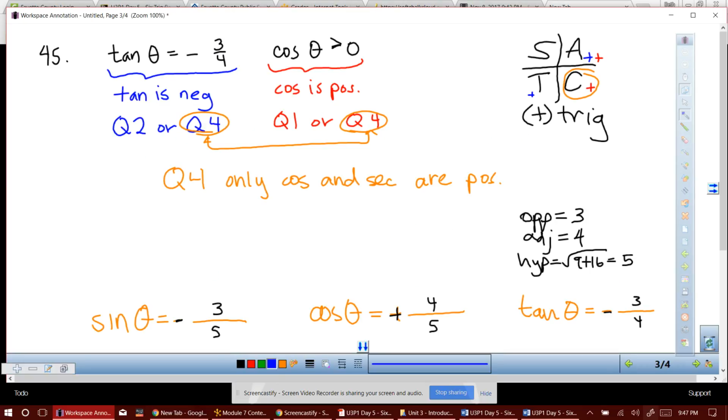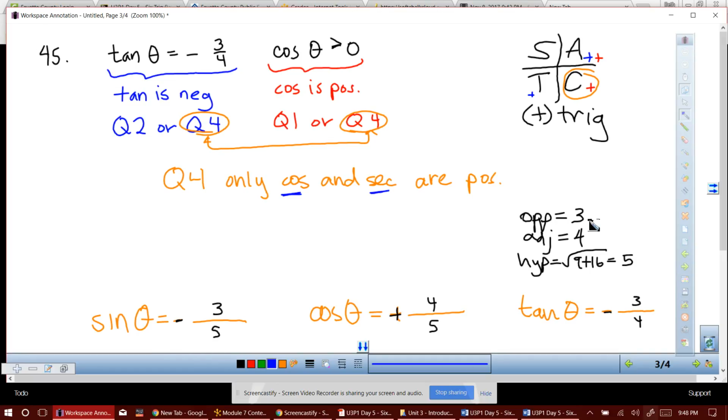In the example before, we had to figure out the quadrant by looking at what information was given. So tangent was given as negative, so 2 and 4. Cosine was given as positive, 1 and 4, so the overlap was in 4. So once I knew the overlap was in 4, I went on the quadrant 4 rules, which was only cosine and secant could be positive, and everything else had to be negative.